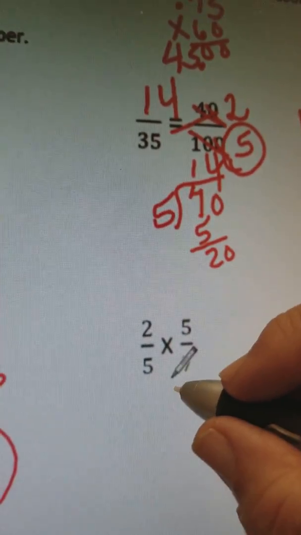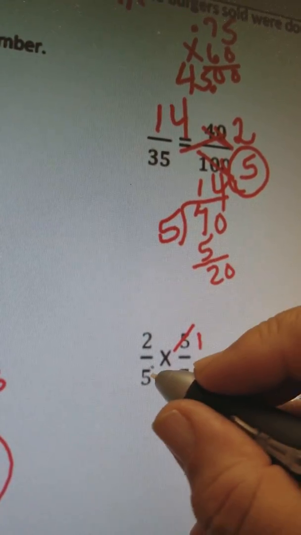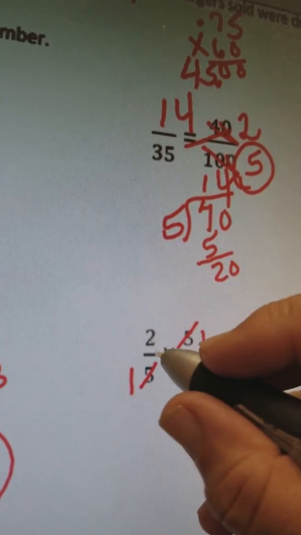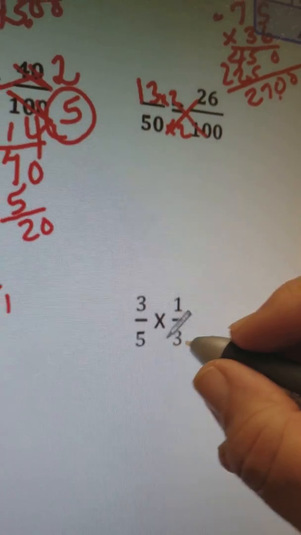Is there a number that has a common factor? There's 5. 5 divided by 5 is 1. 5 divided by 5 is 1. 2 times 1 is 2 over 7. Always the numerator times the numerator, denominator times the denominator.